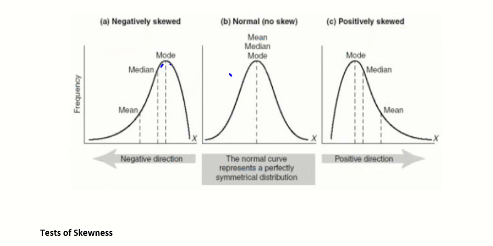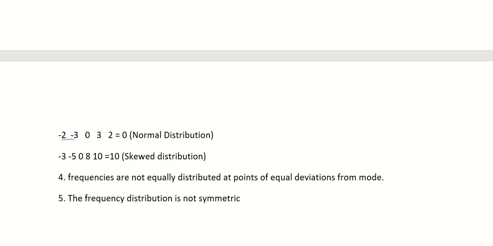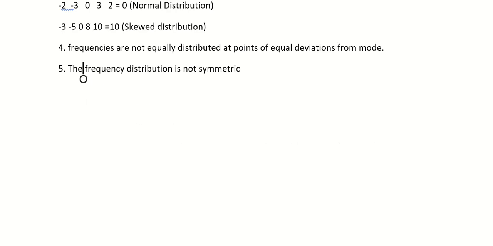So here we are. Now let's move forward. So these are the basic 5 tests of skewness. Now let's move forward. What are the formulas? So let's discuss the formulas. We have measures of skewness.